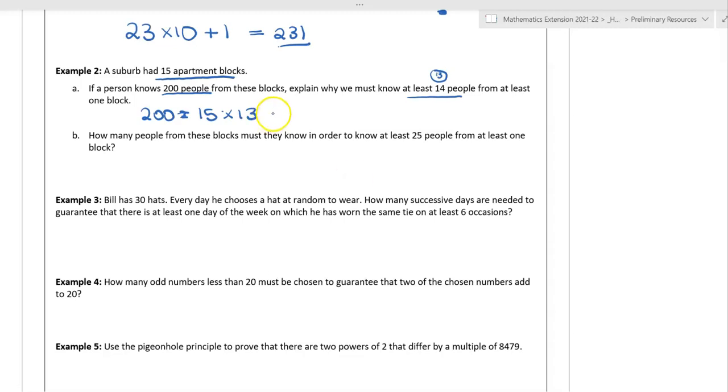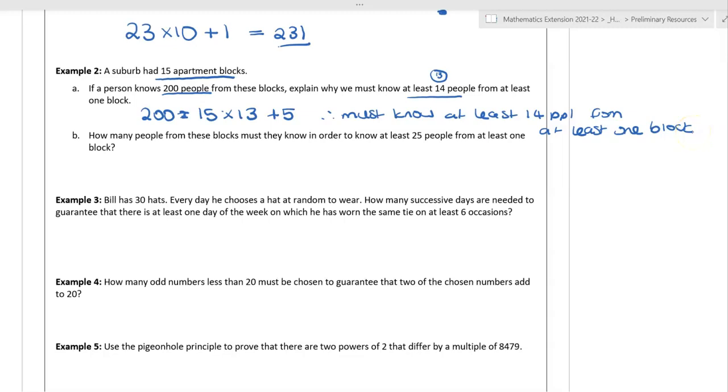195, so I get a remainder of 5. Therefore, this is true: they must know at least 14 people from at least one of those pigeonholes, one of those boxes. Okay, so hopefully you're seeing the pattern.